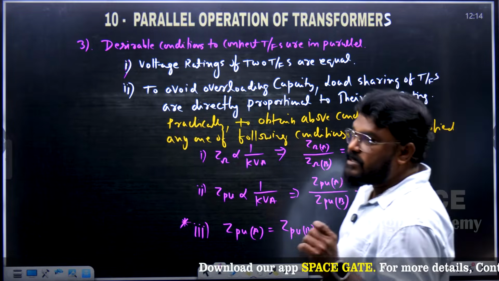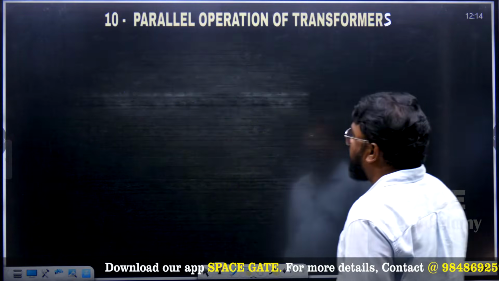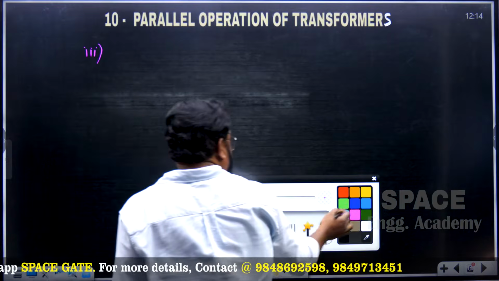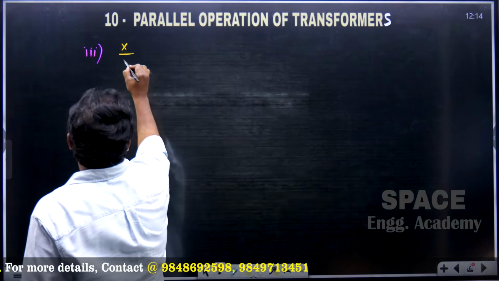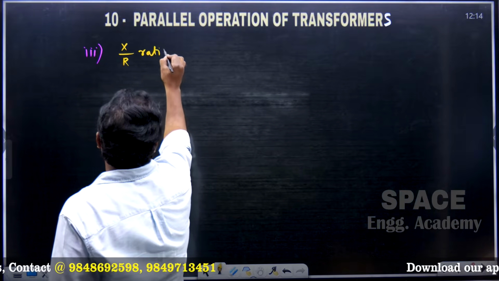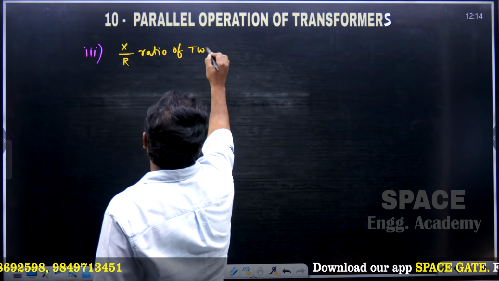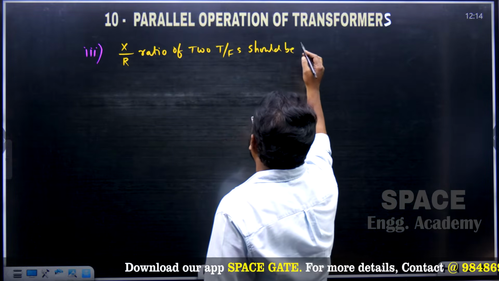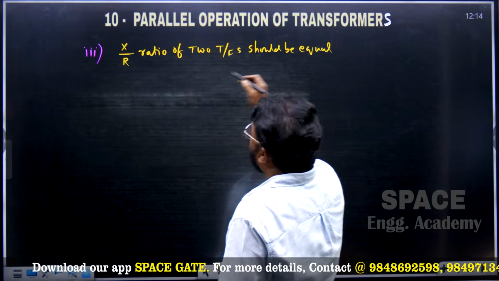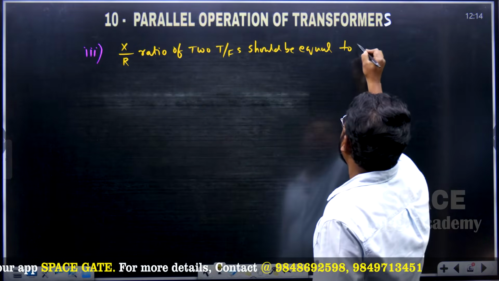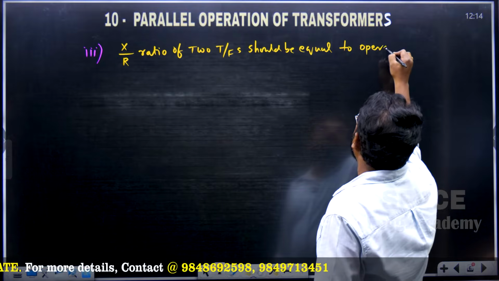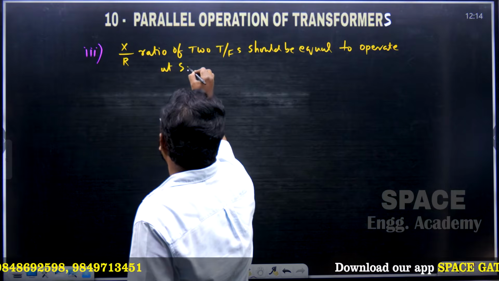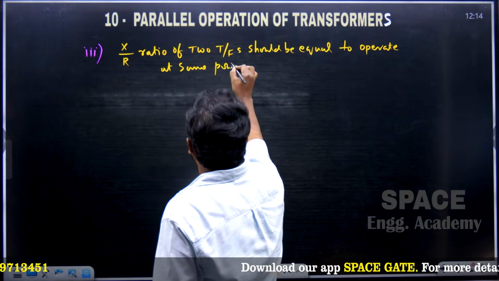And next one, X by R ratio. So the third condition, condition number 3, is the X by R ratios. The X by R ratios of the two transformers should be equal, so that the two operate at the same load power factor, at the same power factors.